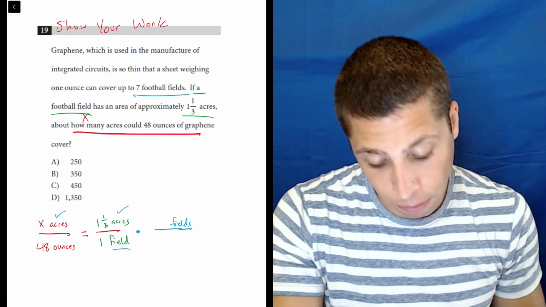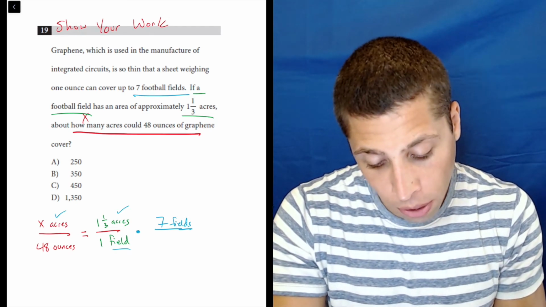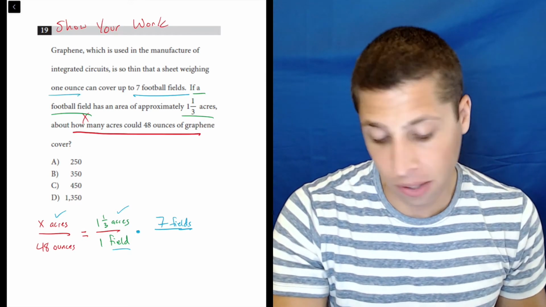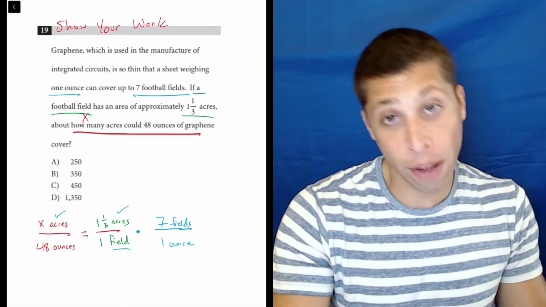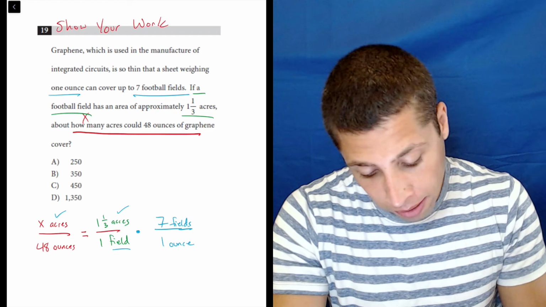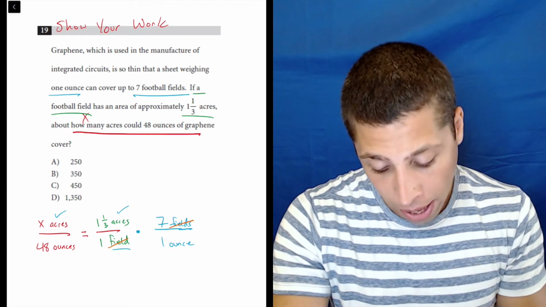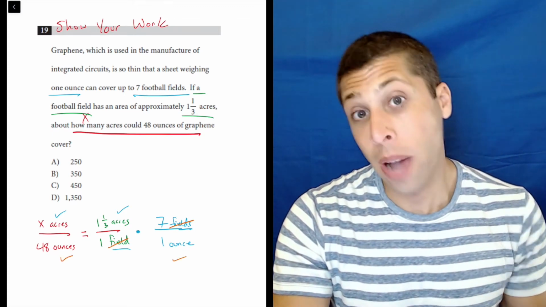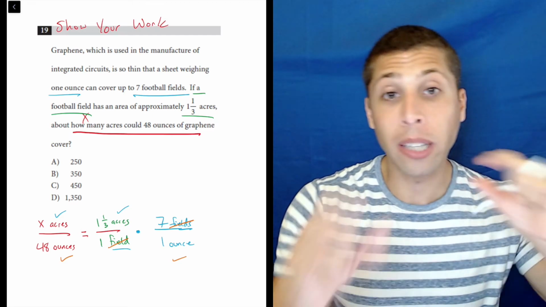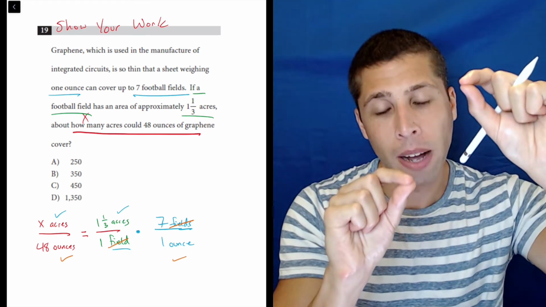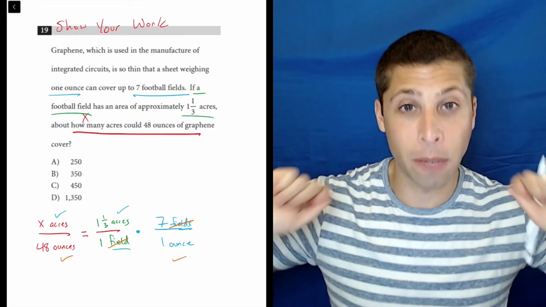So in this case, they say 7 football fields. Okay, I'll just read the sentence. It's so thin that a sheet weighing 1 ounce can cover up to 7 football fields. So 7 fields is equivalent to 1 ounce of graphene. So that's good for me because it means that now fields cancel out, the same unit on the top and the bottom cancel out, and I've fixed my problem. Now I do have ounces on both the top and on the bottom of both sides. So there you go. When I want to eliminate a unit, I want it on the top and the bottom of the same side. When I'm done, I want the same units on the tops and on the bottoms on opposite sides, right?